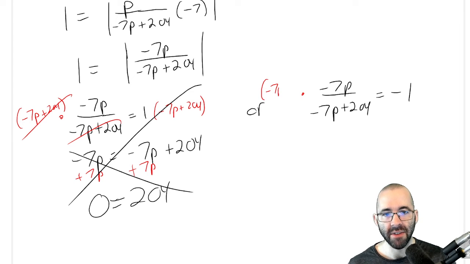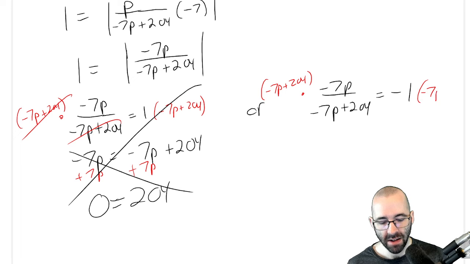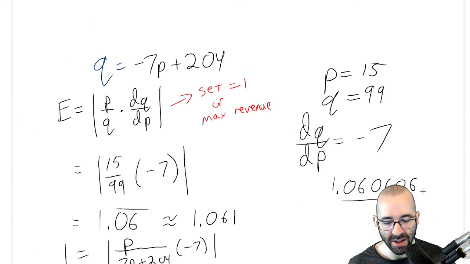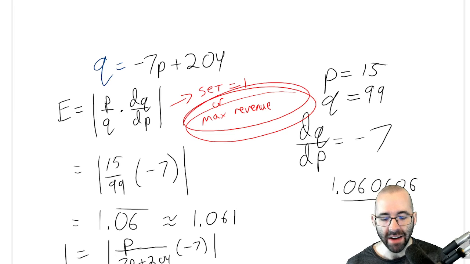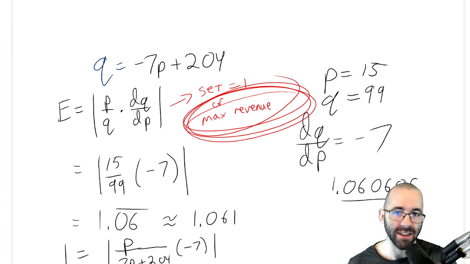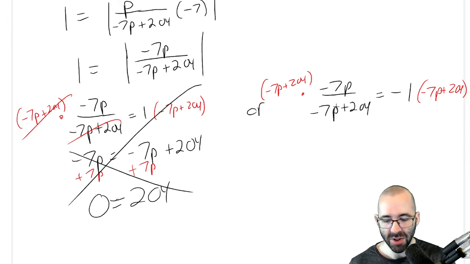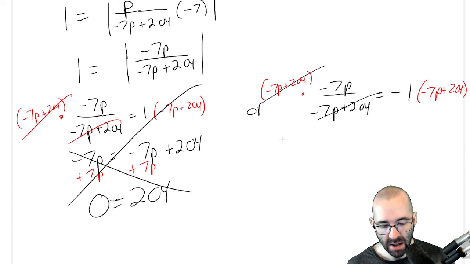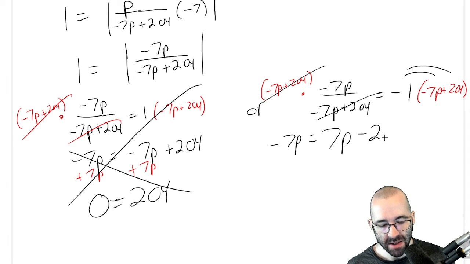Multiply this out, negative 7p plus 204. And again, I cannot recommend enough, this is just kind of for fun to show you how it would look. You can just maximize revenue like we've been doing all chapter long. That'll be easier. But I do want to show what this looks like. Negative 7p equals, distribute the negative 1, positive 7p minus 204. This looks much better.